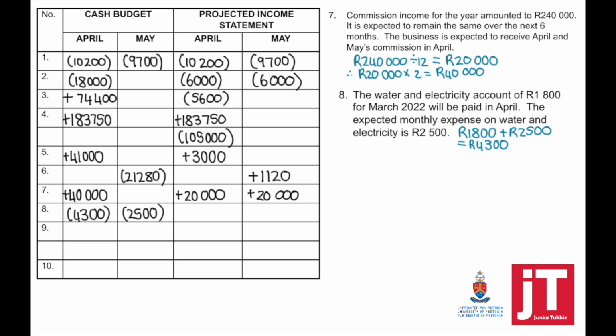In May, 2,500, and my projected income will be the same, 2,500 for April and in May.